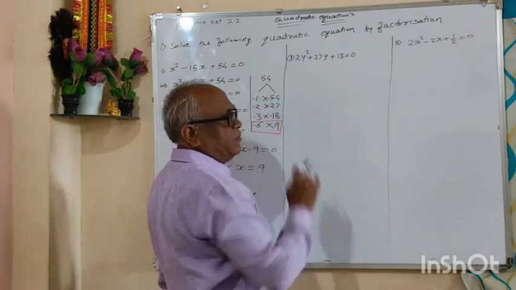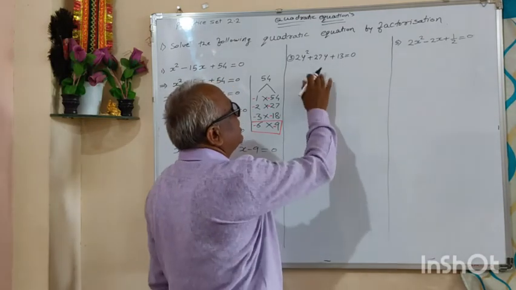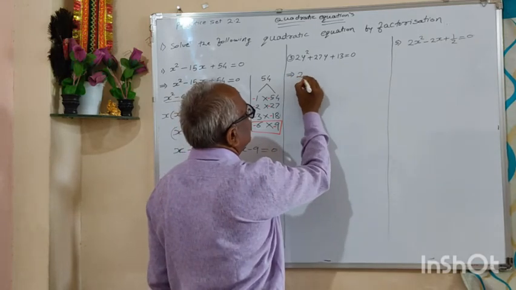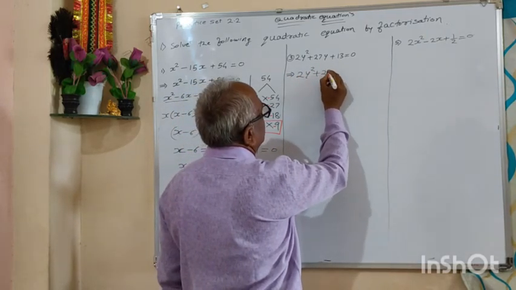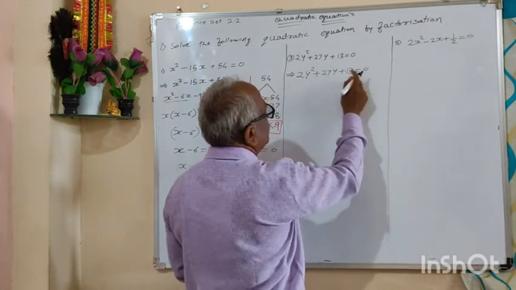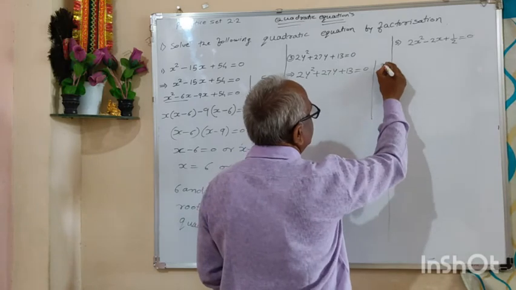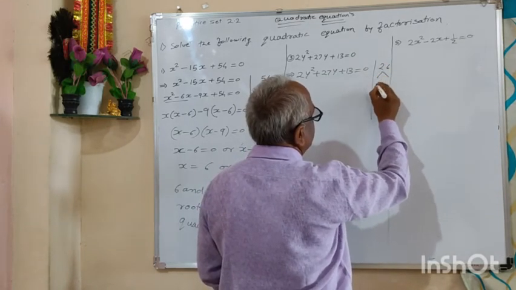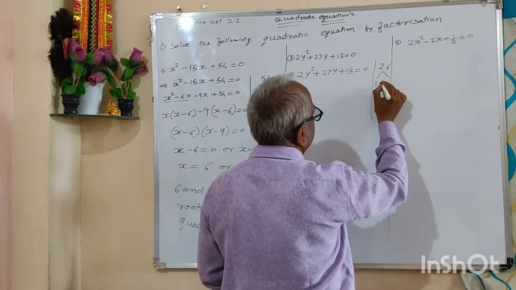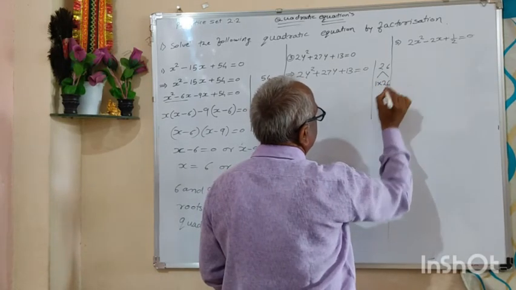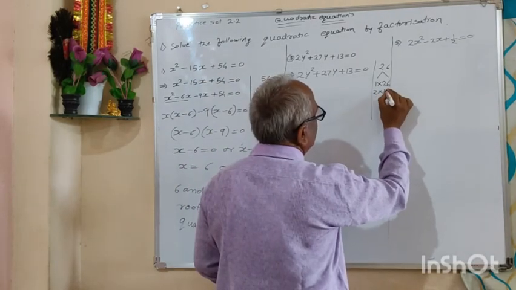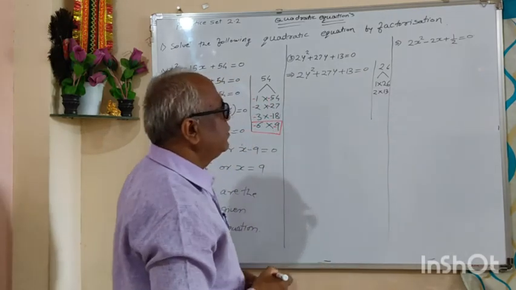Now the second example, that is homework for you. Now the third example. Here the coefficient of y square is 2 and the constant term is 13. That is 2 into 13, that is 26. The factors of 26: 1 into 26, and 2 into 13 is 26.